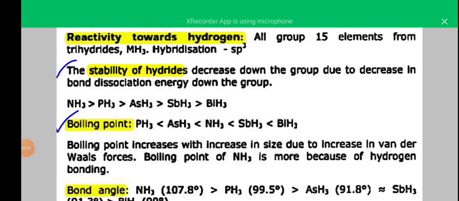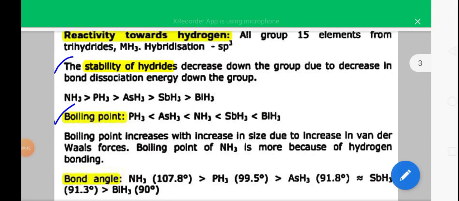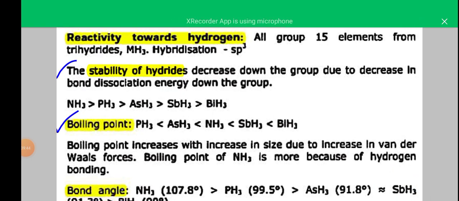Now, the boiling point order of hydrides of group 15 elements. Boiling point increases from PH3 to AsH3, so the boiling point of PH3 is less than that of arsenic hydride, and ammonia has an abnormally higher boiling point than PH3 and AsH3 due to hydrogen bonding. Boiling point increases with increase in size due to increase in van der Waals forces, and the boiling point of ammonia is higher because of hydrogen bonding.